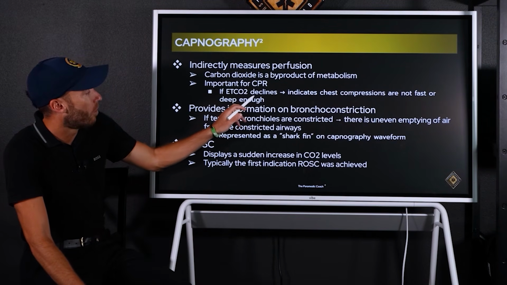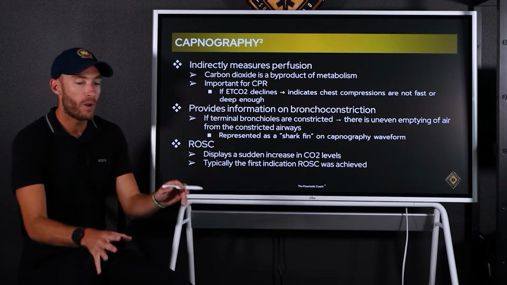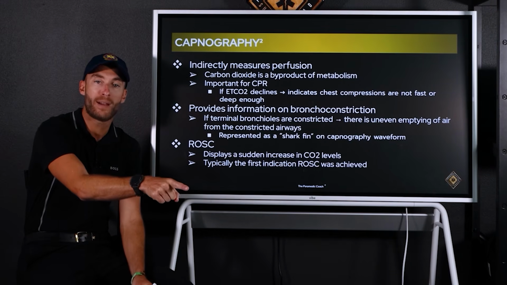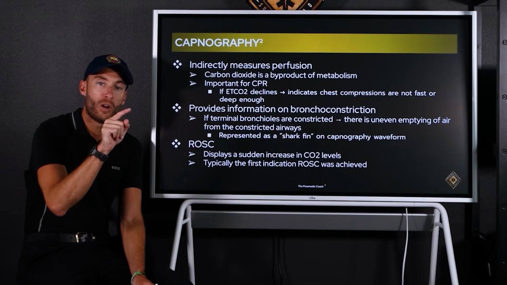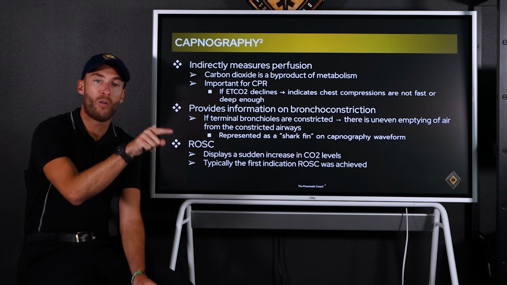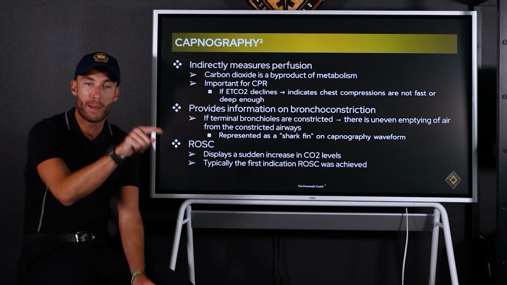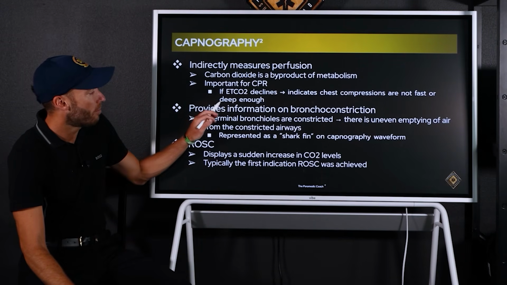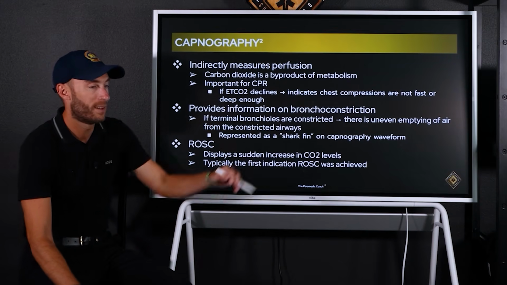So this is the big key. When you're with your EMTs, you want to tell them, you see that number right there? We've got an airway established. That's our end-tidal. That number is going to tell us how well your compressions are doing. Keep that number above 10. Keeps them motivated. Now, it provides information on bronchoconstriction.